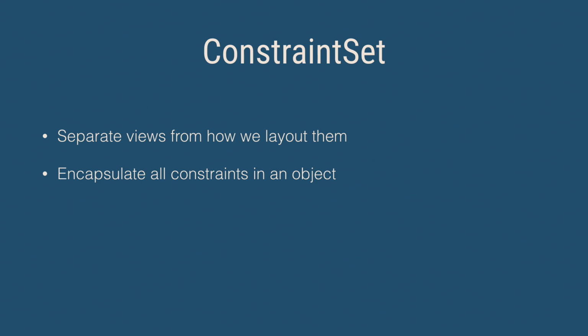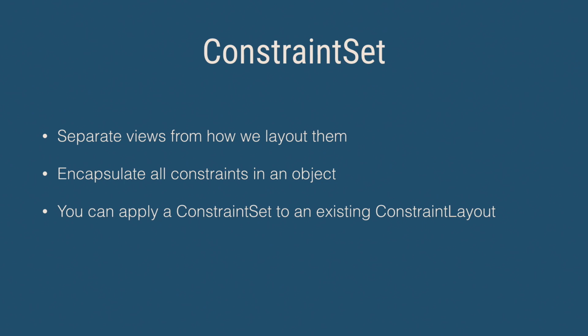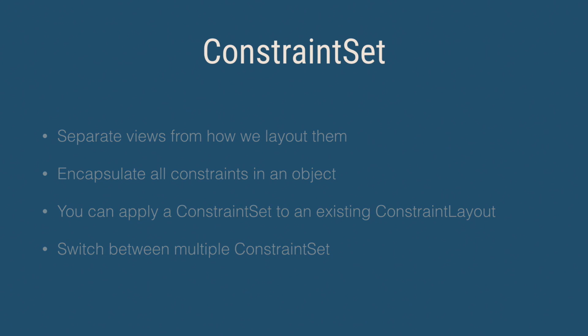So constraint set is a way for us to encapsulate all those different constraints, those rules, into a single object. And you can apply such an object to a ConstraintLayout. But what's really nice is that you can use more than one constraint set object, and you can toggle between them, apply them, and so on.